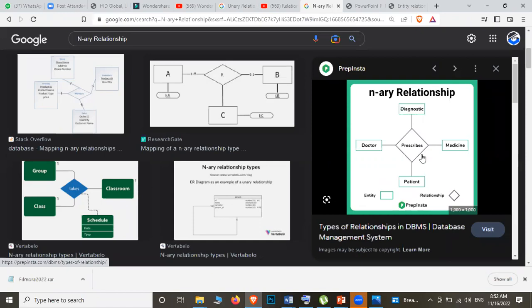Understood? So all these four entities are having the same relationship. මේක තේරුණාද? n-ary relation එකක් කියලා කියන්නේ මොනවාද කියලා? Is it clear? Guys, girls, did you understand?